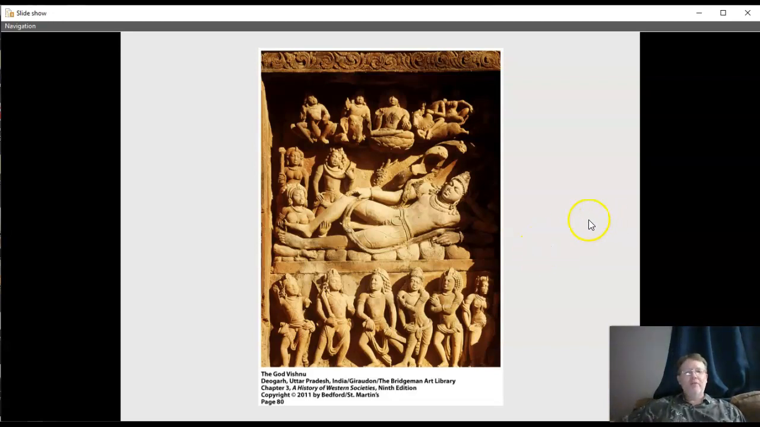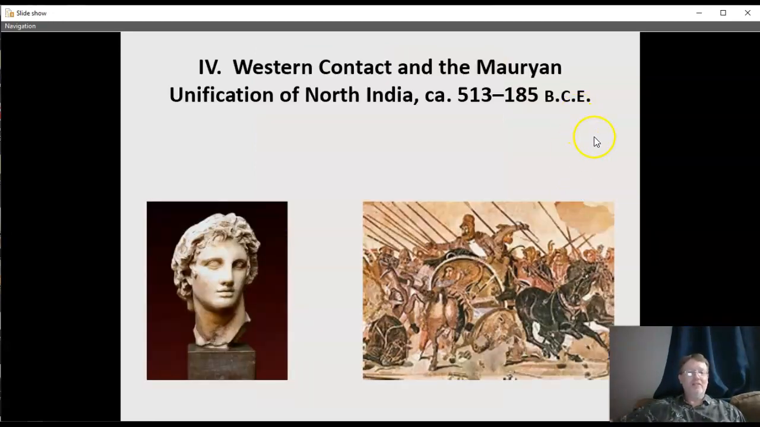All right. So all we've been talking about is Aryans and religion up to this point. Now we're going to switch over to politics. Yay! A little more about politics and the socio-political parts of Indian society. All right. Western contact and the Mauryan unification of North India from 513 to 185 BCE. I said it fast because it's right there in front of you, on screen.